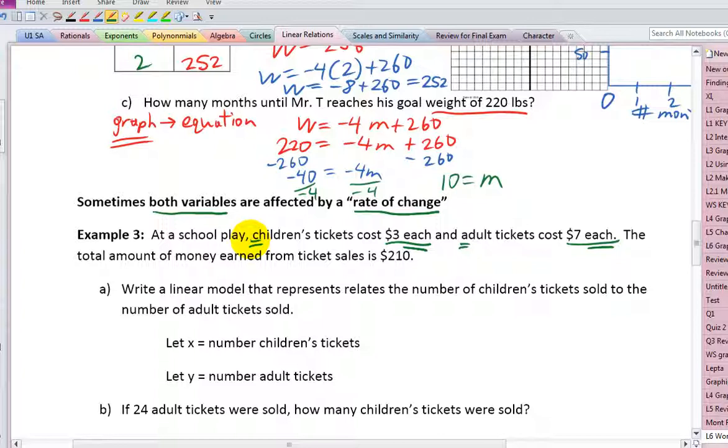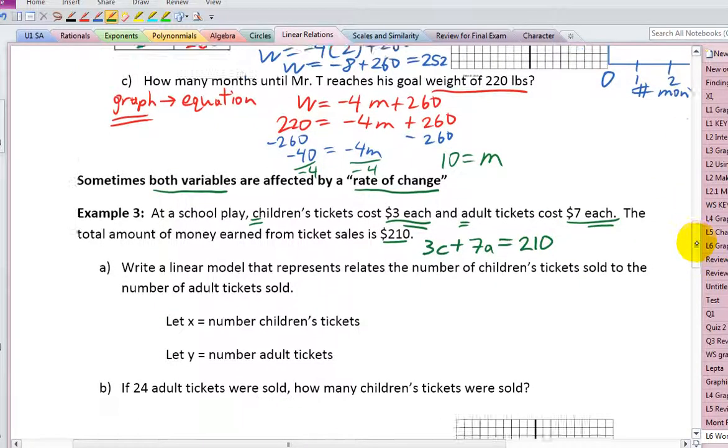I underlined those letters for a reason. It would be C and A. That would be very, very reflective of children's and adult tickets. So total is $210. So a child's ticket is $3 per ticket, so 3 times C, plus $7 for the adult tickets, or 7 times A. If you multiply them and add them up, the total revenue, or money earned, is $210.